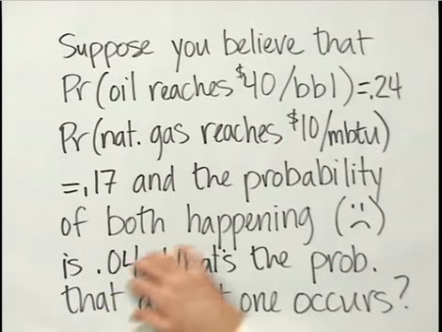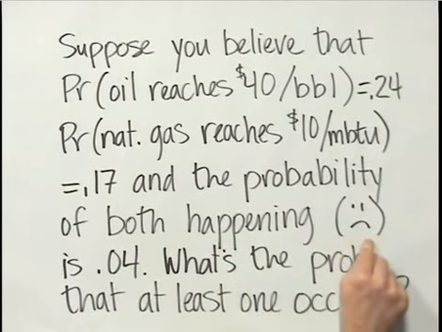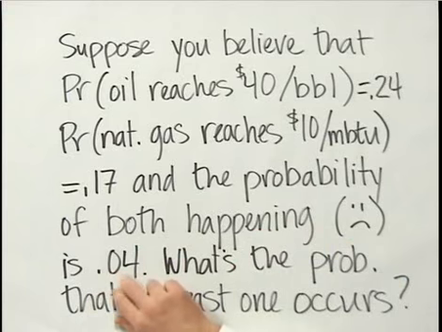And the probability of both happening, which is truly a bummer, so I give it the big unhappy face, is 0.04. So 4% that both things will happen. That would mean that both oil and gas are very, very expensive.